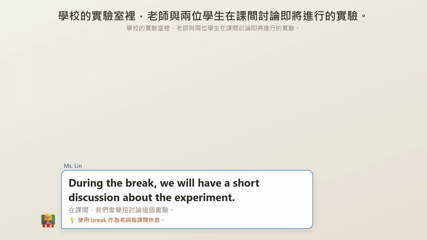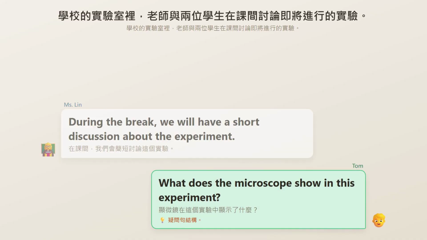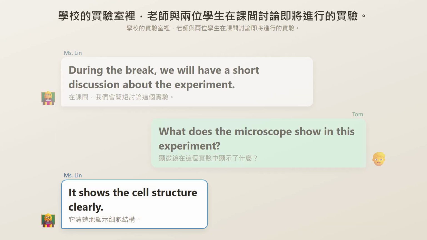During the break, we will have a short discussion about the experiment. What does the microscope show in this experiment? It shows the cell structure clearly.